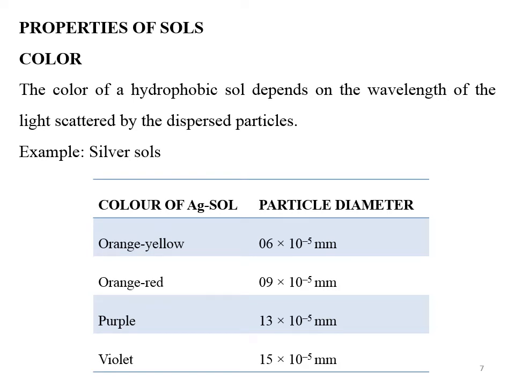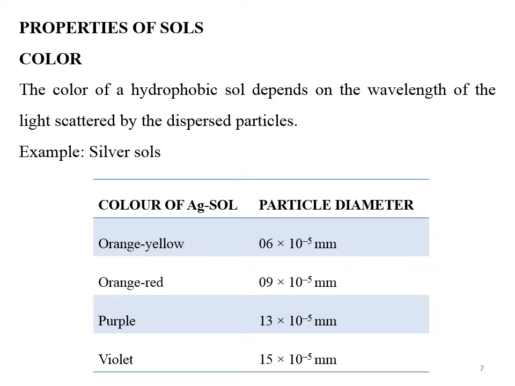So for example, in case of silver sols, the variation in color as a function of the diameter of silver particles is given in the following table. This type of color change produced by varying the size of the particles has also been observed in many other cases, for example, in case of gold, in case of palladium, in case of platinum particles, and in many other systems as well.